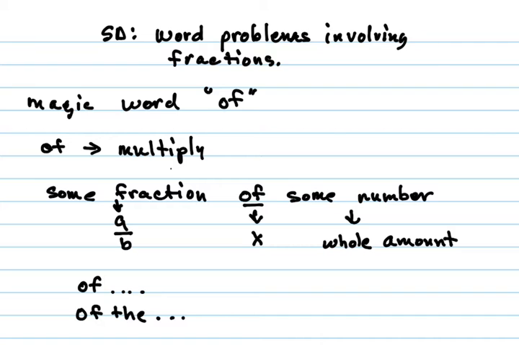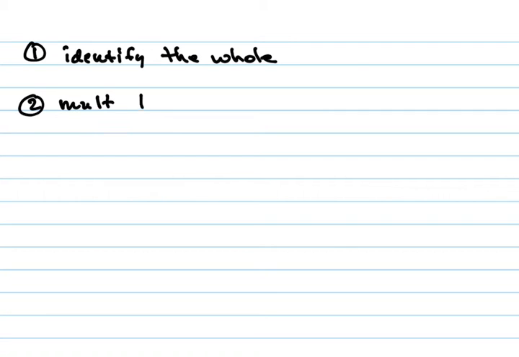So let's talk about the steps for doing this. Okay? First thing is you want to identify the whole. And again, don't let that mean that you think it has to be a whole number, because it could be a fraction, it could be a decimal later, it could be anything. But identify the whole. Then you're simply going to multiply that number by the fraction given.